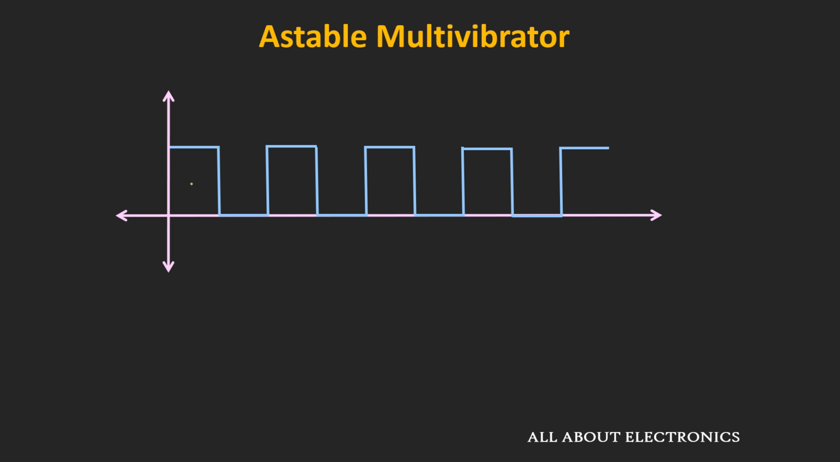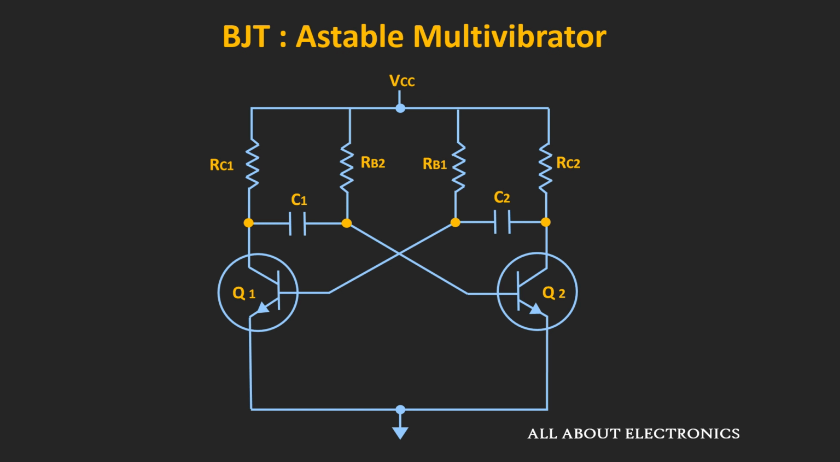And here, the duration for which the output remains in one particular state can be controlled by the passive elements like the resistor and the capacitor. So now let us see how the astable multivibrator can be designed using the BJT. So this is the circuit of the astable multivibrator, and as you can see it consists of two transistors.